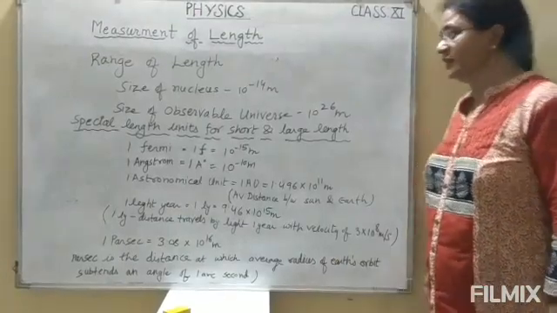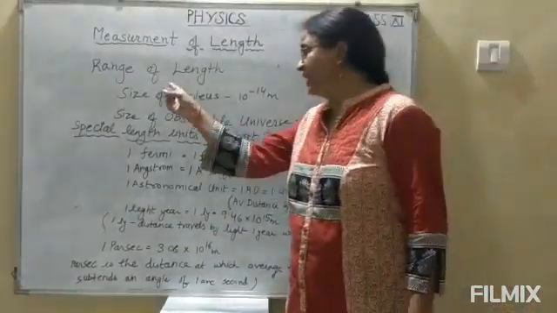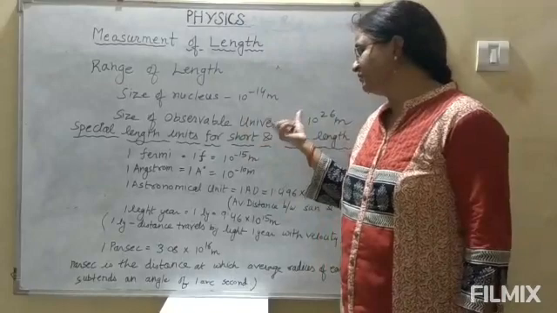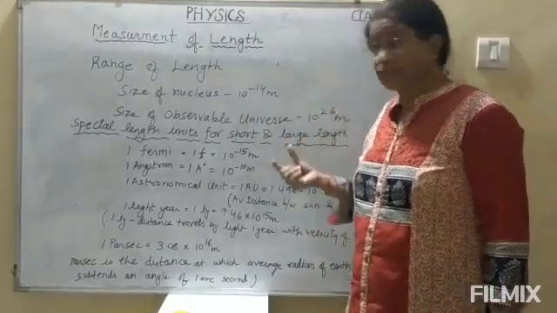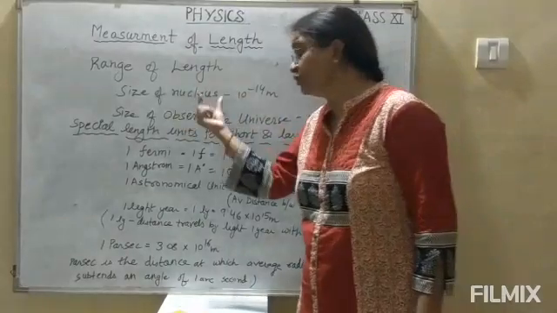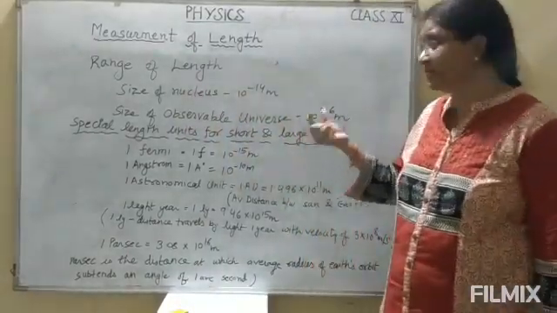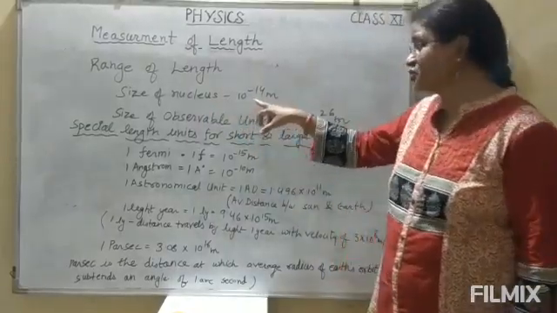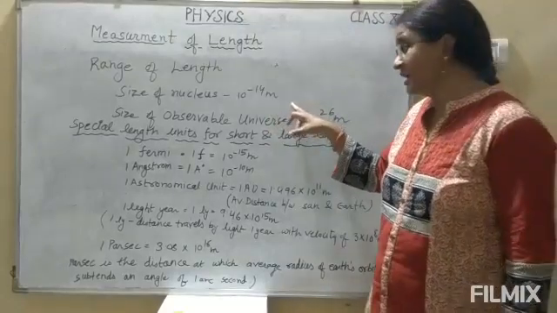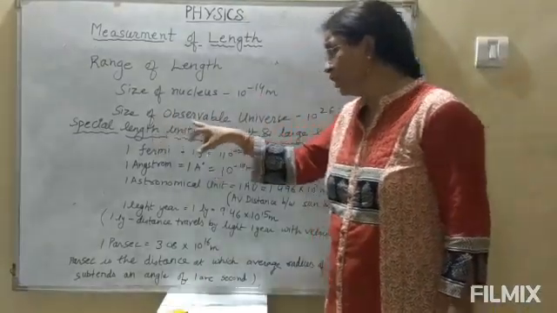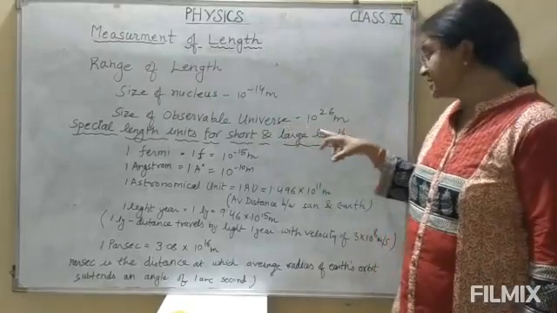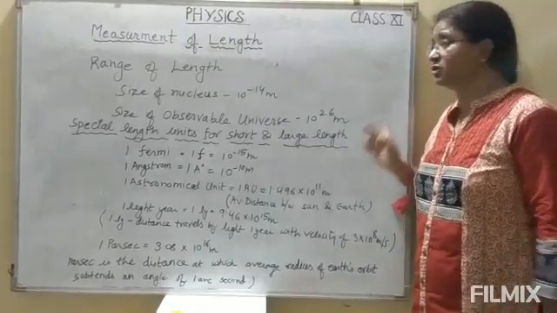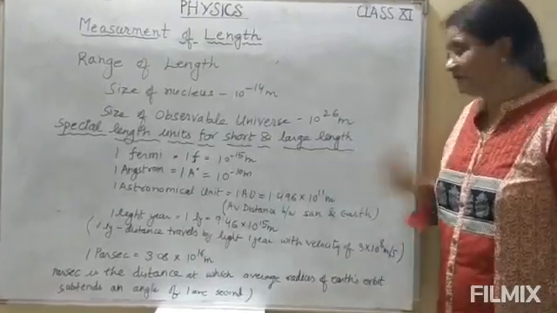Now see the range of length: how small a length and how large a length we can measure. Very small lengths, such as the size of the nucleus of an atom, we can also measure in physics. As you know, the size of the nucleus of an atom is 10 raised to power minus 14 meter, and the size of the extent of the observable universe is 10 raised to power 26 meter. So this much length also we can measure in physics.